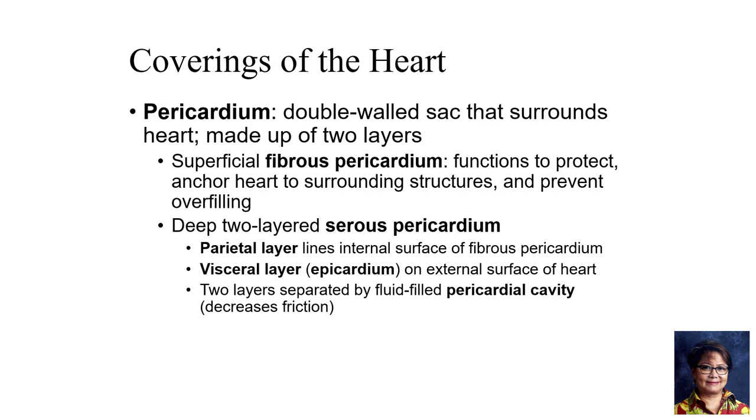Then it will have a deep 2-layered serous pericardium, and the serous pericardium has 2 layers like what I mentioned. The first layer is called the parietal layer. This parietal layer lines the internal surface of the fibrous pericardium. Then the visceral layer, which you call the epicardium, is the one that is closely knitted on the external surface of the heart muscle itself. And these 2 layers are separated from each other by a fluid-filled pericardial cavity.